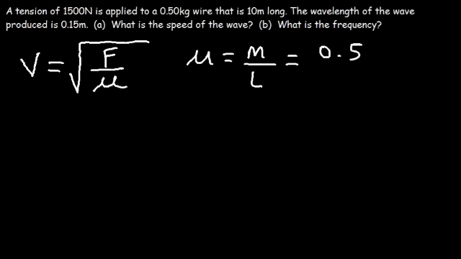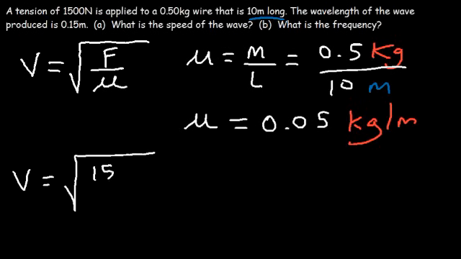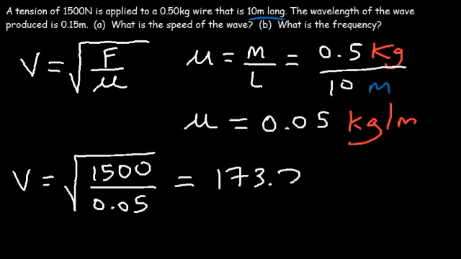The mass is 0.5 kilograms, and the wire is 10 meters long. So 0.5 divided by 10 is 0.05 kilograms per meter. So that's the linear density. Now we could find the wave speed. The tension force is 1500 divided by 0.05. 1500 divided by 0.05 is 30,000, and the square root of 30,000 is 173.2. So this is the speed of the wave on the string or on the wire.